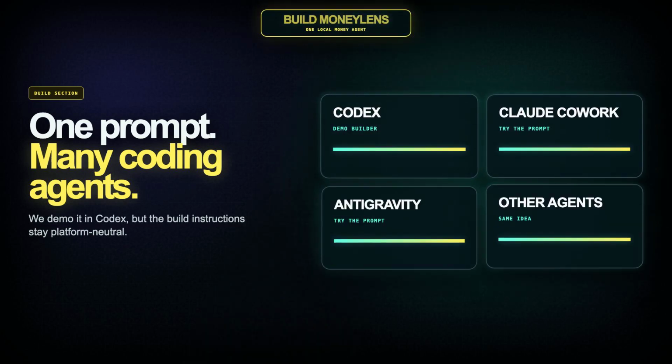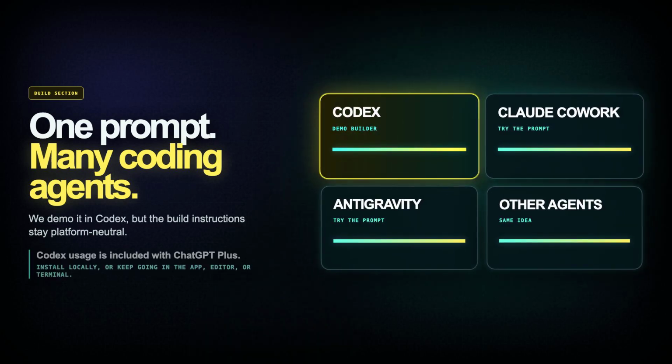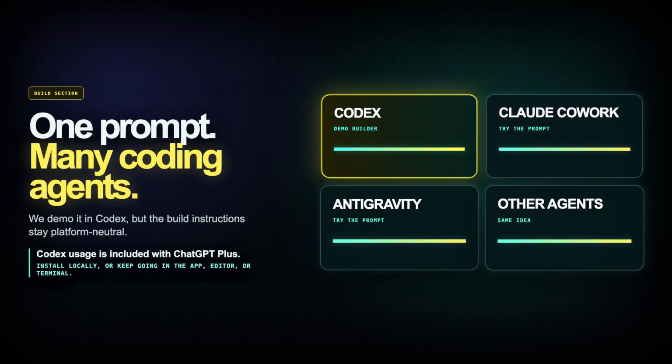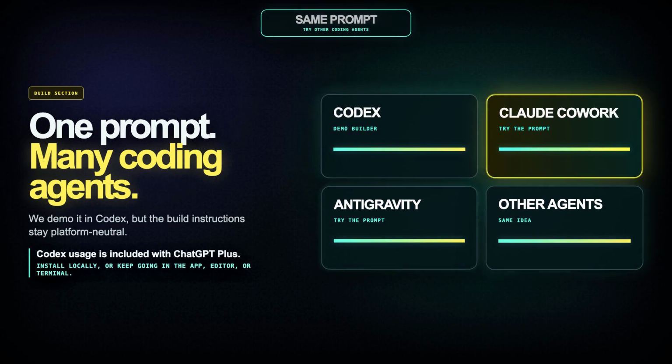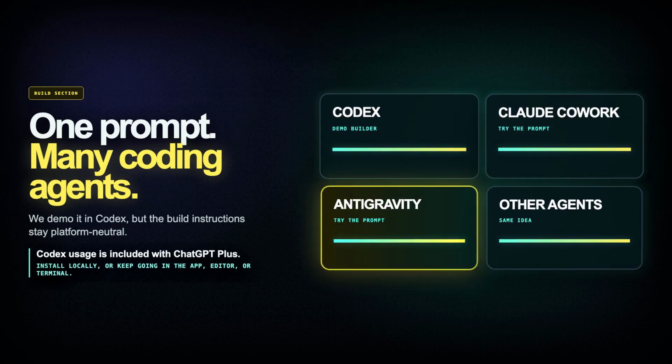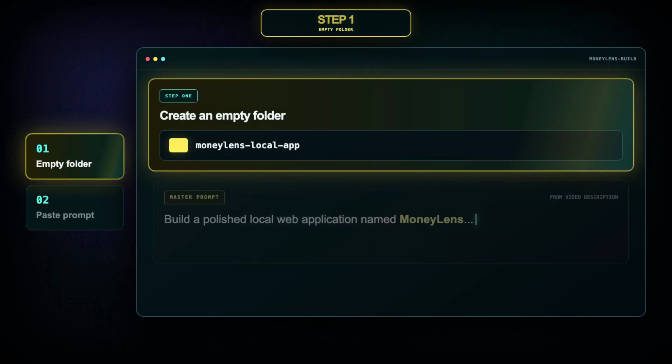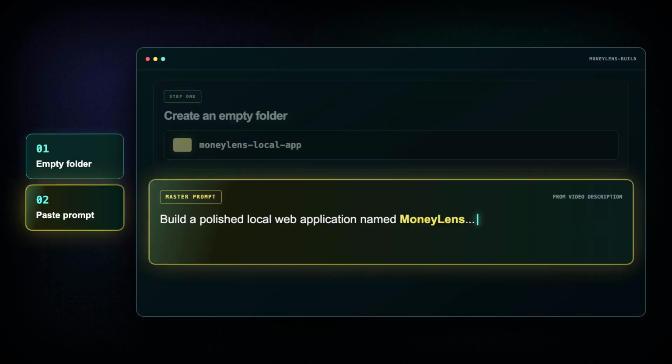Now, let's build MoneyLens. I'm using Codex for this demo, but the prompt is platform neutral. You can also try it with Claude Cowork, Anti-Gravity, or another coding agent. Step 1. Create an empty folder and open it in your coding agent. Step 2. Paste the complete prompt from the video description.